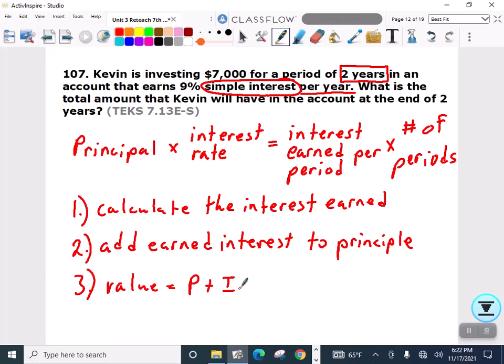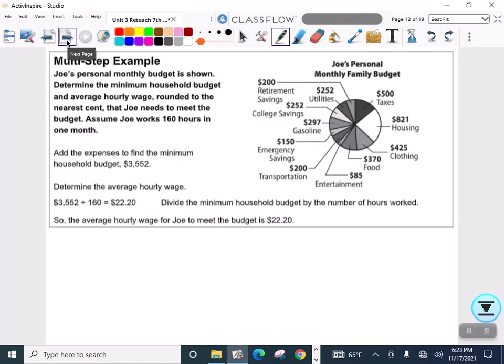Okay, so 7,000 times 9% is going to produce about $630 in the first year, and in the second year, the same thing, another $630. So you'd multiply the 630 times 2. That would tell you the amount of interest that would be earned for the whole life of this investment. You take that interest, you add it back to the 7,000, and that will tell you the value of your investment by adding the principal and the interest.